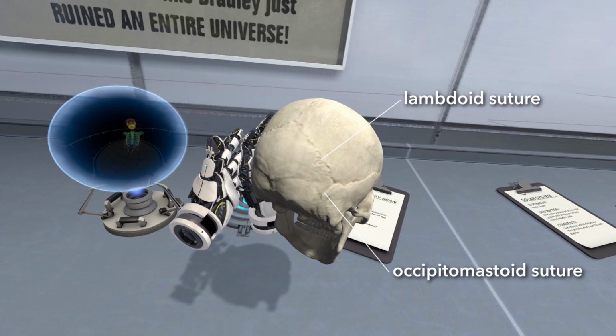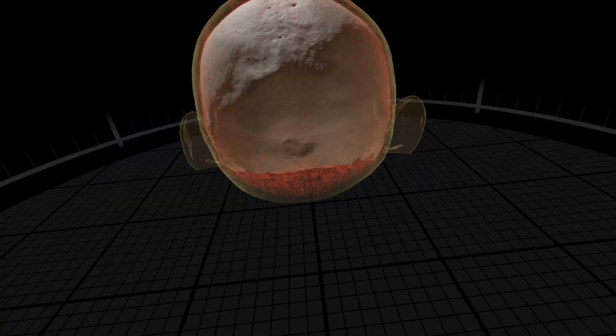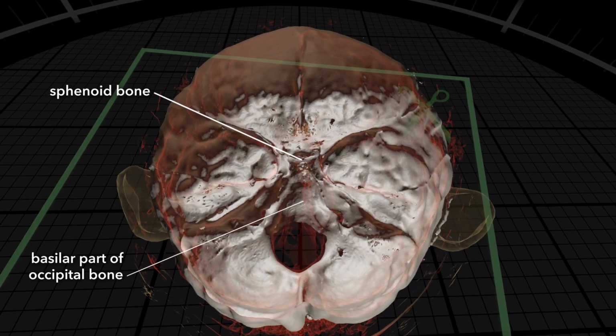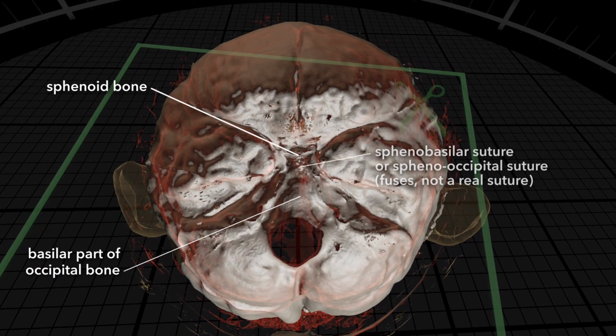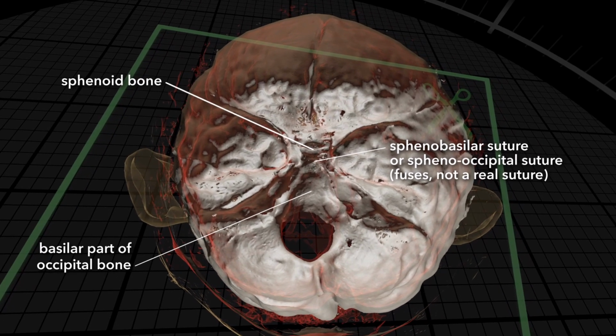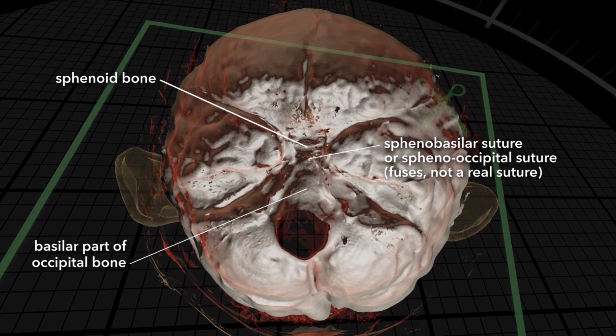But okay, so what's the name of the suture that links the sphenoid bone to the basilar part of the occipital bone? It's the spheno-basilar suture. And I say suture, it kind of becomes fused, it kind of disappears whenever we look at skulls. But okay, so those are the connections between the occipital bone and the bones around it. Sphenoid, temporal, parietal, lambdoid suture, okay?